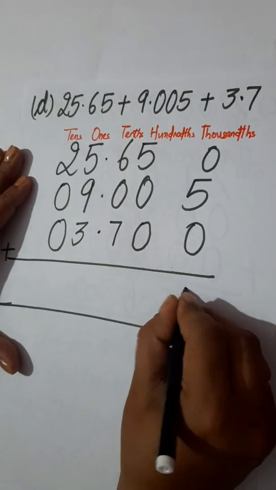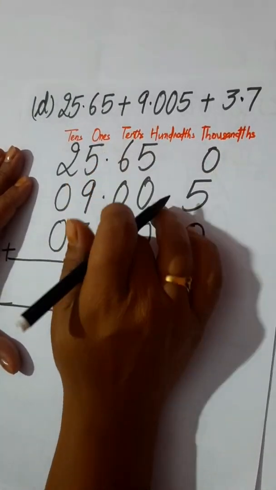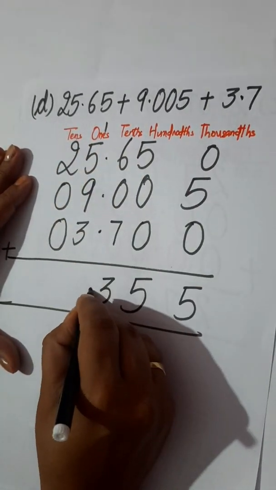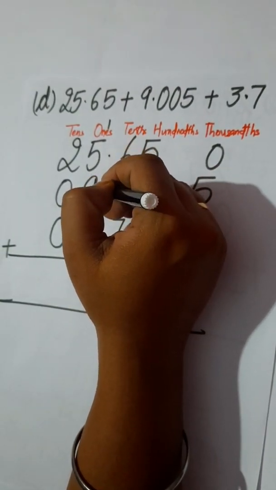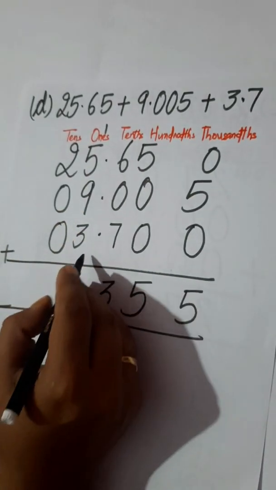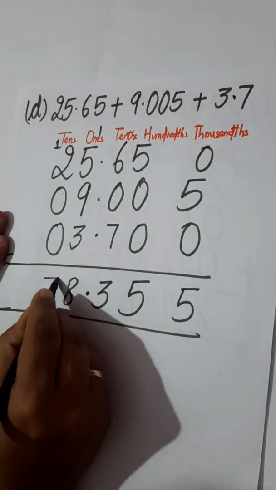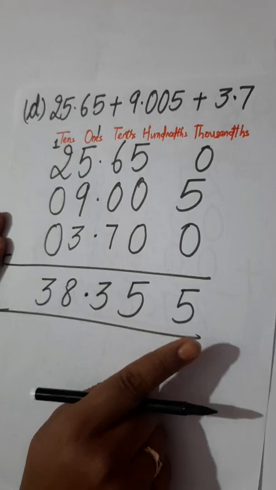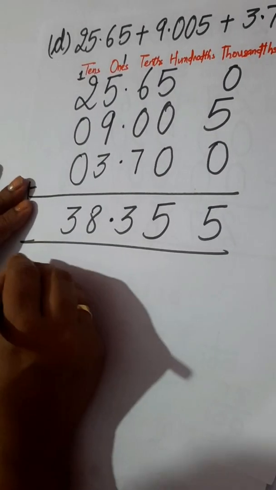0 plus 5 plus 0, that is 5. 5 plus 0 plus 0, that is 5. 6 plus 7, that is 13. Now next we put the decimal over here. Then after adding 1 plus 5 plus 9 plus 3, you have 18, 1 carry, 1 plus 2 is 3. So your answer is 38.355. Now next we have this part E.